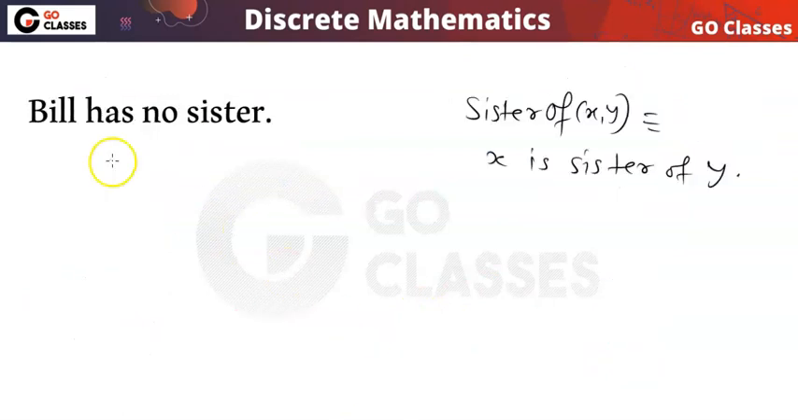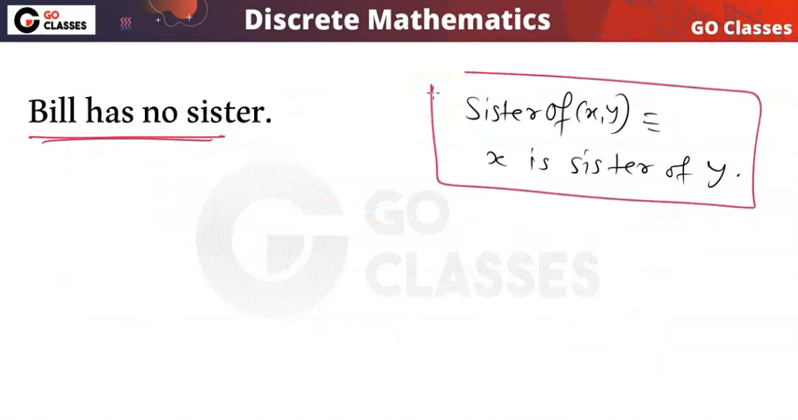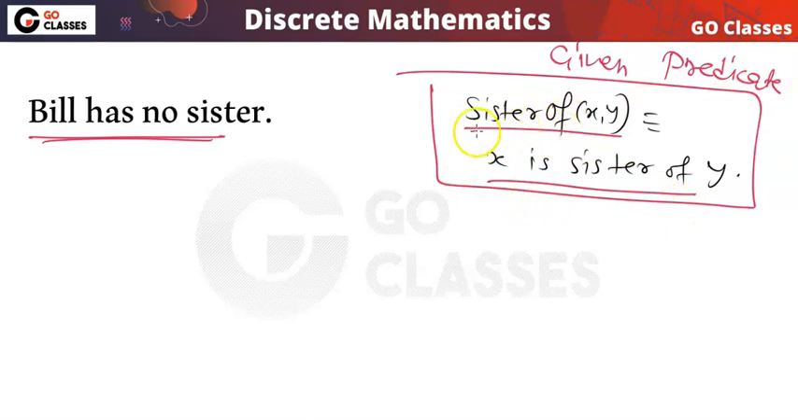Next, Bill has no sister. Let's use this predicate. So this is a given predicate. Sister of X, Y means X is sister of Y. This is the meaning of this predicate.